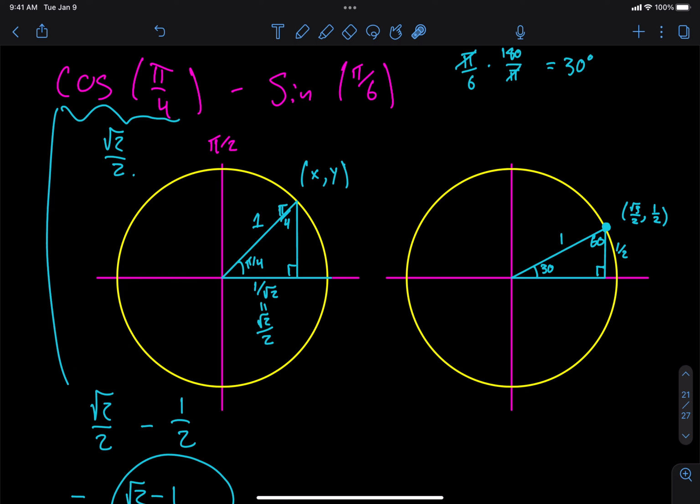We can also incorporate negative angles. How do I do a negative angle? Well, instead of measuring the angle in the counterclockwise direction, I'm going to measure the angle in the clockwise direction. That's how I'd handle a negative angle. And how would I handle an angle which is bigger than 360 or bigger than 2 pi? What would I do then?